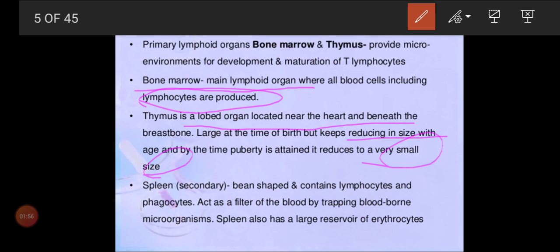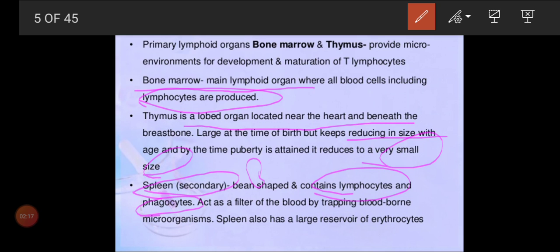And coming to the secondary lymphoid organ, the spleen. What is the shape? The shape of the spleen is bean shaped. It contains lymphocytes and phagocytes. Lymphocytes and phagocytes both will fight with the antigen. Is that clear? And what will it actually do?